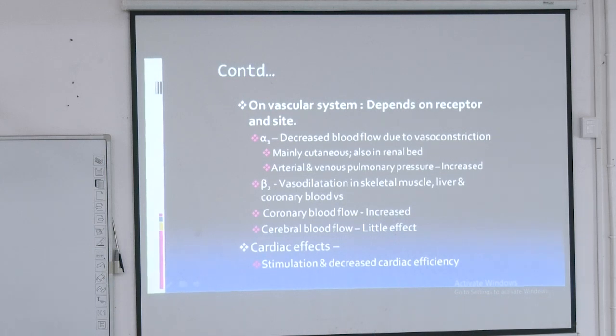Cardiac effect, as I told you, is stimulation: the cardiac output and stroke volume are all increased. At the same time, oxygen consumption will also be increased. So will cardiac efficiency be increased or decreased? Decreased. Stroke volume, cardiac output, all will be increased, but at the expense of oxygen consumption. So the cardiac reserve and cardiac efficiency will be reduced. That is why, though they are powerful positive inotropic agents, they are not used in heart failure.